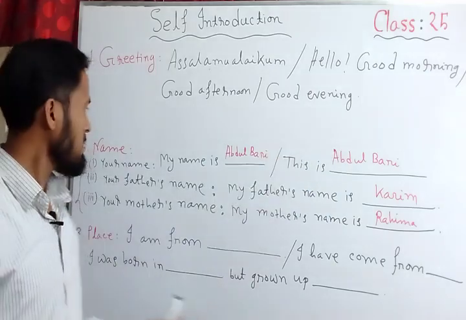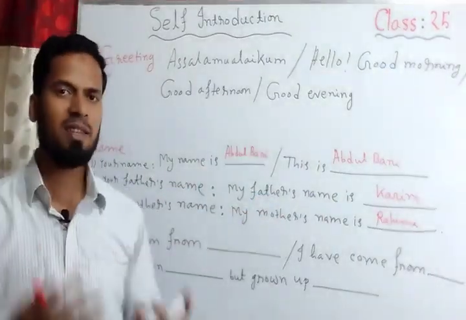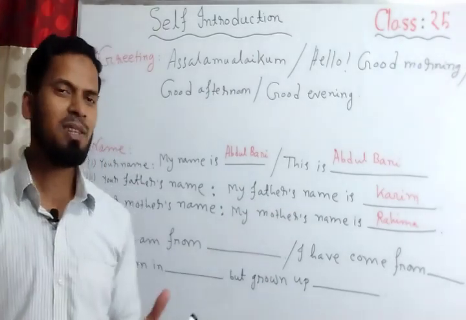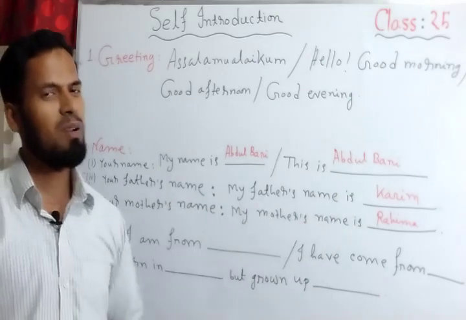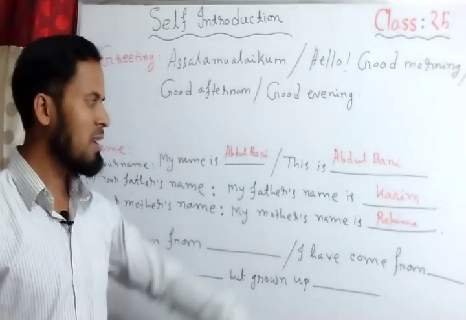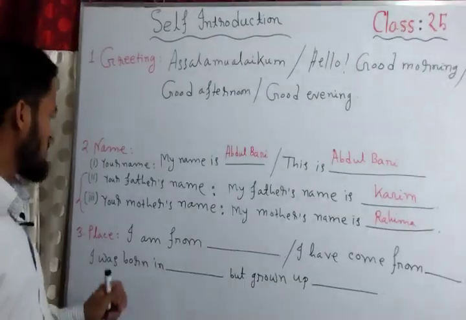Then your father's name, then your mother's name. My father's name is Korim, my mother's name is Rohima, but actually these are not my father's and mother's names. My father's name is Abdul Latif, my mother's name is Moshammad Tohra Khatun. This is my mother's name and father's name.